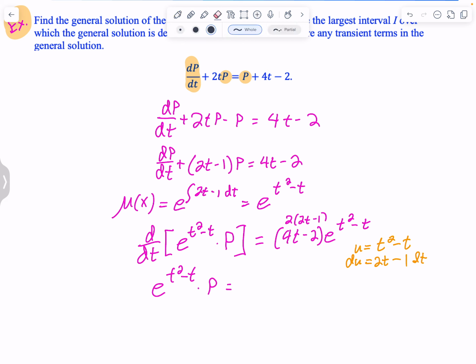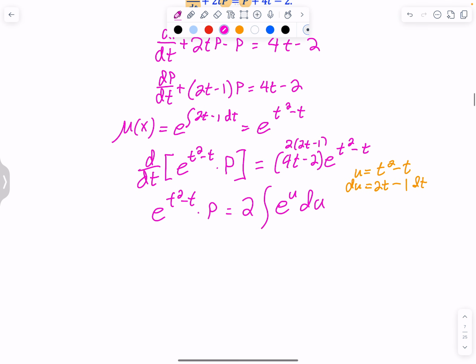So for this problem, I'm going to have a 2 out front, and then I'm going to integrate. This is taken by my du. So I'm just left with e to the u du. That's e to the t squared minus t times P equals, and then I get 2, and then the same function comes out, t squared minus t, plus C.